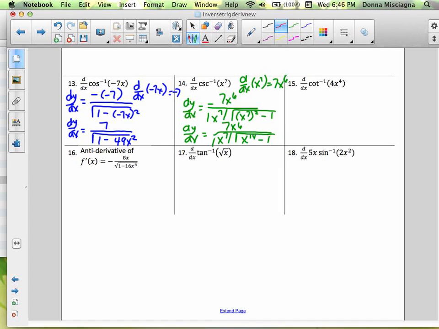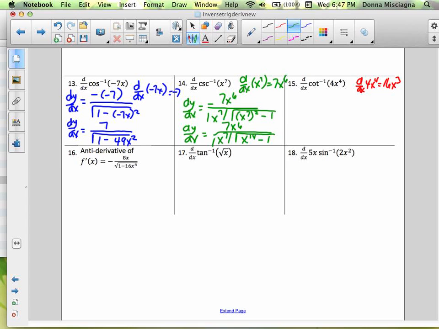Right, let's find the next one. So I think that says arccotangent of 4x to the 4th. Yeah, again, that chain. All right, so the derivative of 4x to the 4th is 16x cubed. So we've got a bunch of negatives here. Our arccotangent is also negative.